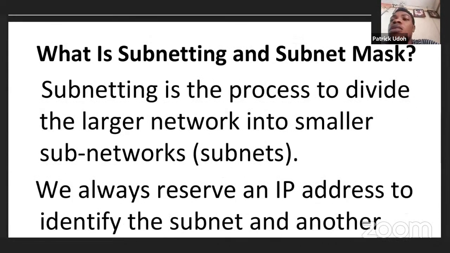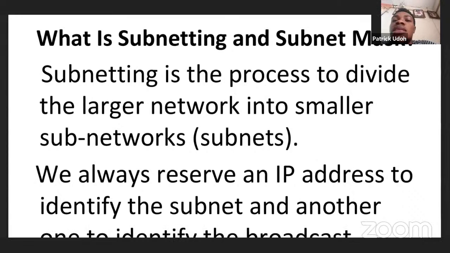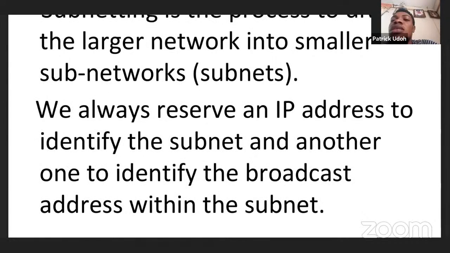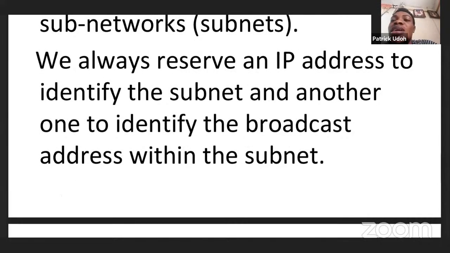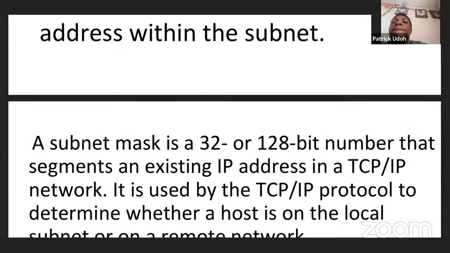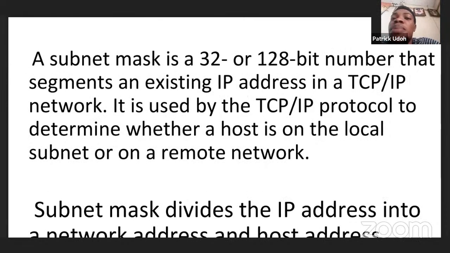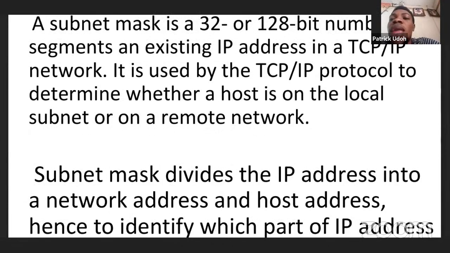Okay, now going to subnetting and subnet masks. Subnetting is a process to divide a larger network into smaller subnetworks. In each subnet, we always reserve an IP address to identify the subnet and another one to identify the broadcast address within the subnet. A subnet mask is a 32 or 128 bit number that segments an IP address in a TCP/IP network. It is used by the TCP/IP protocol to determine whether a host is on the local subnet or on a remote network.